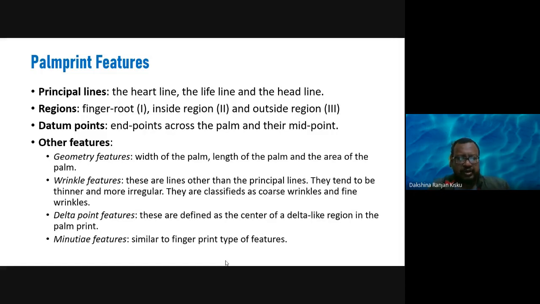What are the other features? We can have other features like geometry features: the width of the palm, the length of the palm, and the area of the palm.